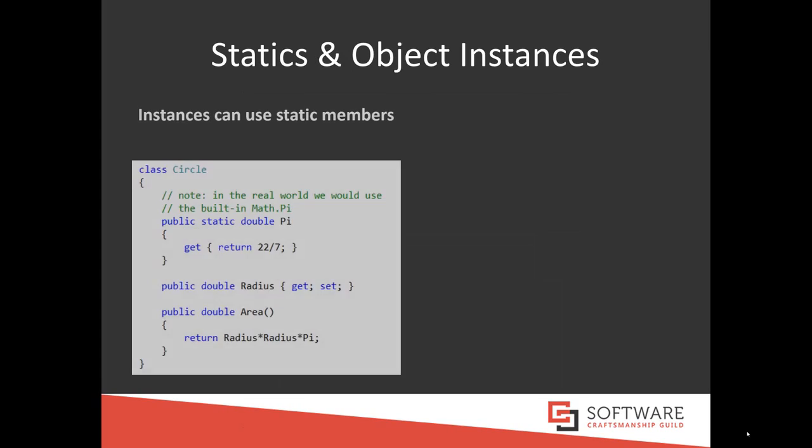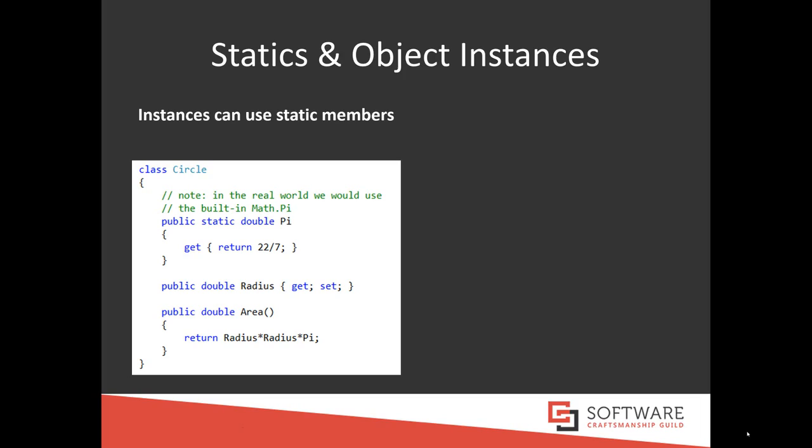Statics and object instances. Instances can use static members. So here's a class Circle. I'm going to have a static double Pi that's going to return 22 divided by 7, which is close enough to pi. And I just want to make a note here. You would never write your own pi function.